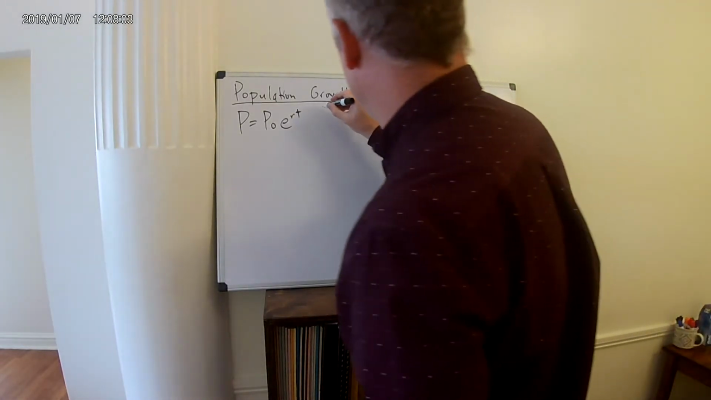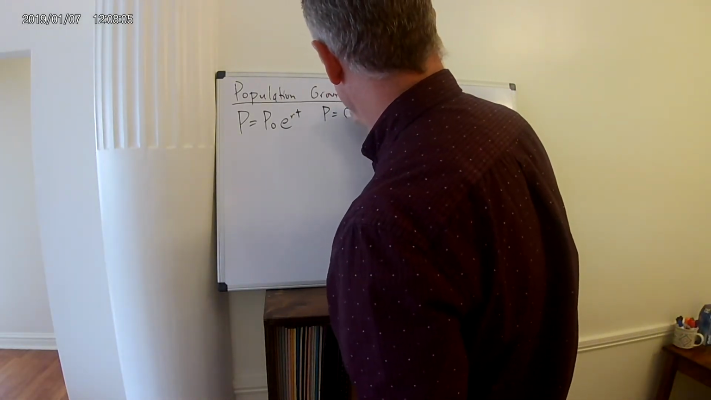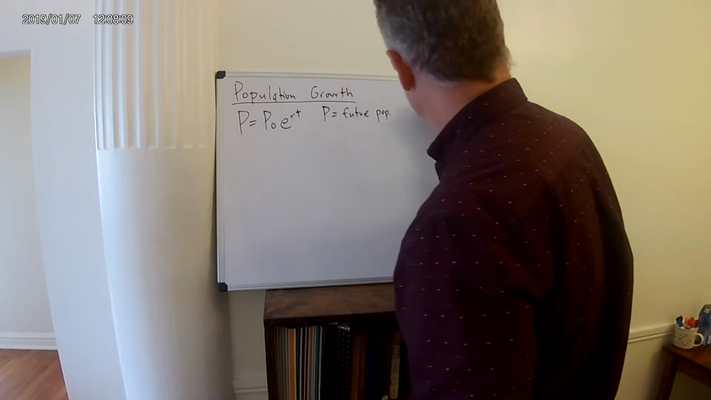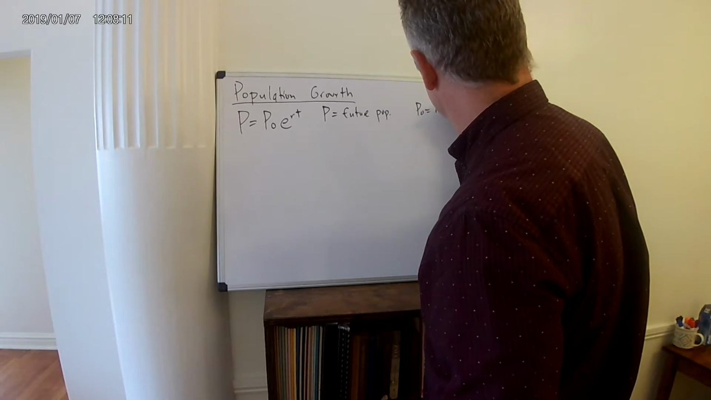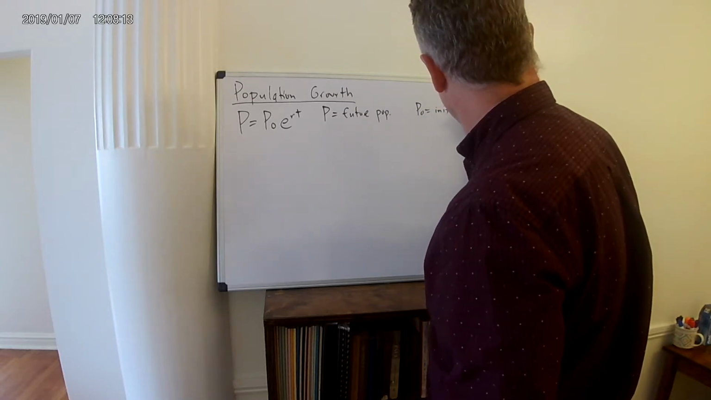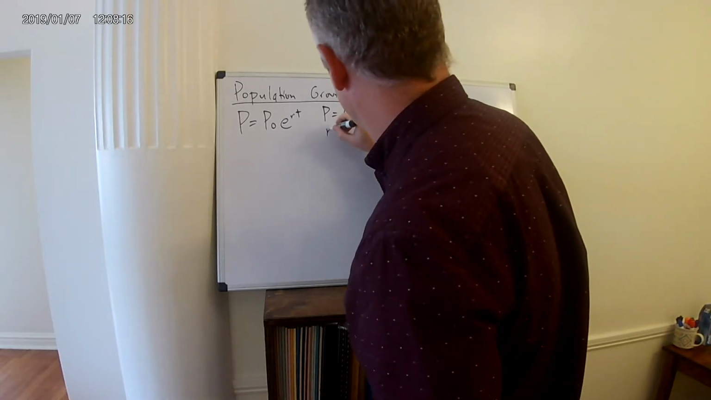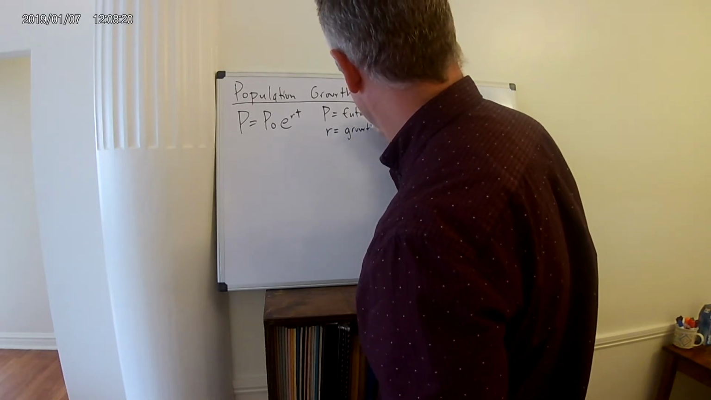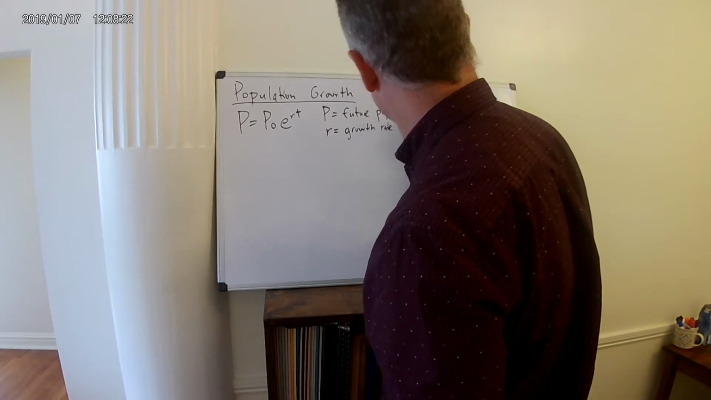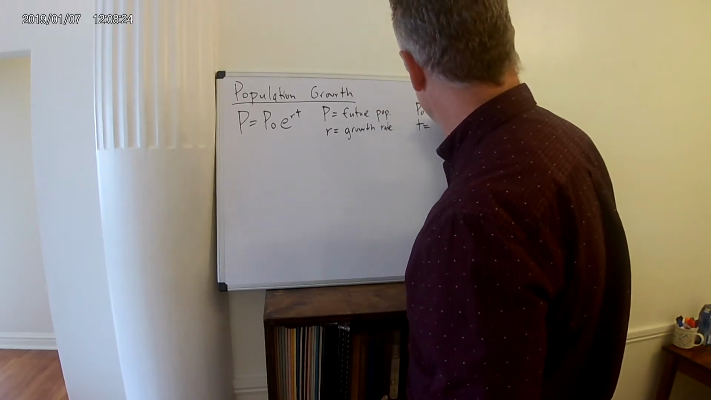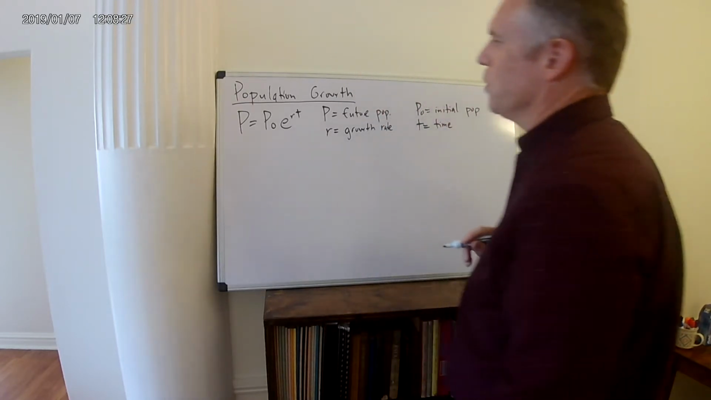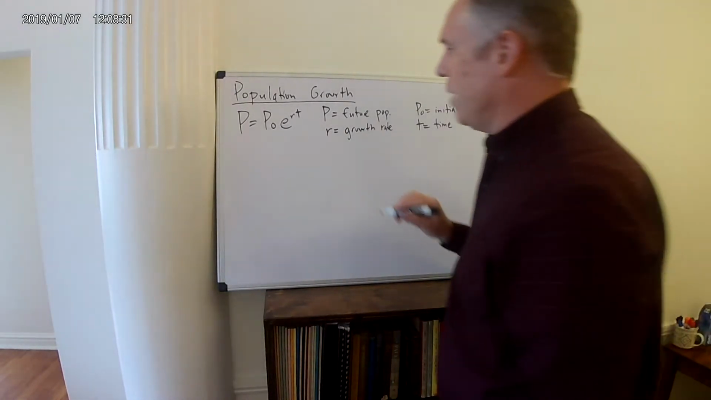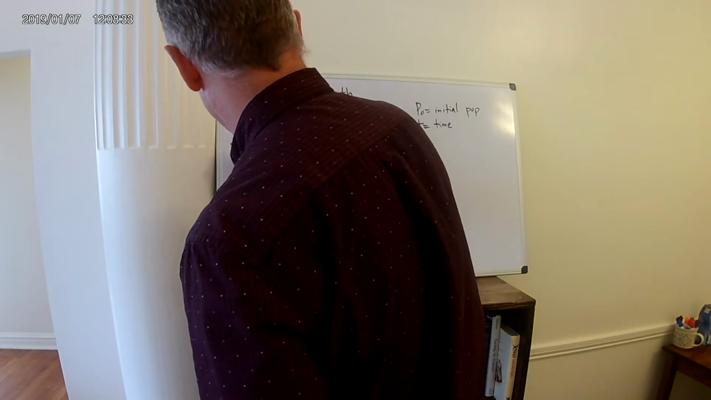In this equation, P equals the future population, P0 equals the initial population, r equals the growth rate of the population, and t equals the time. This is an exponential equation of the growth of a population, and we're going to consider an example together.